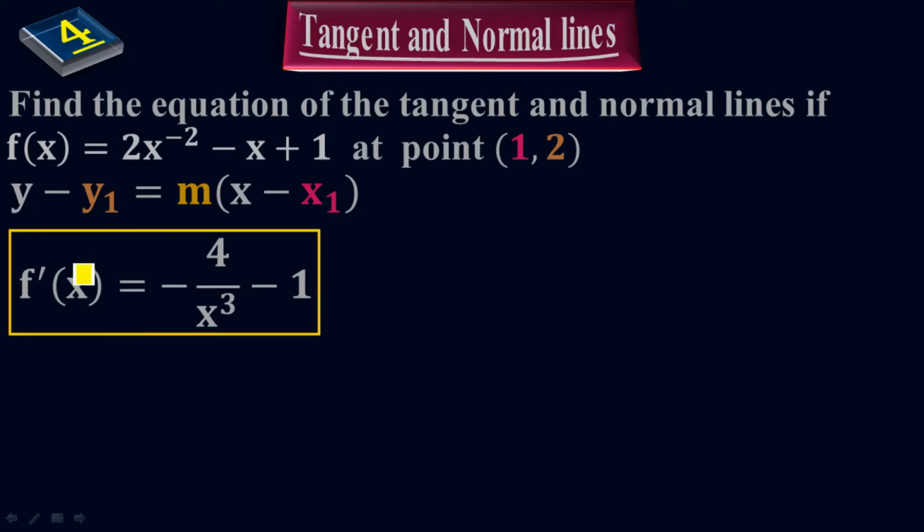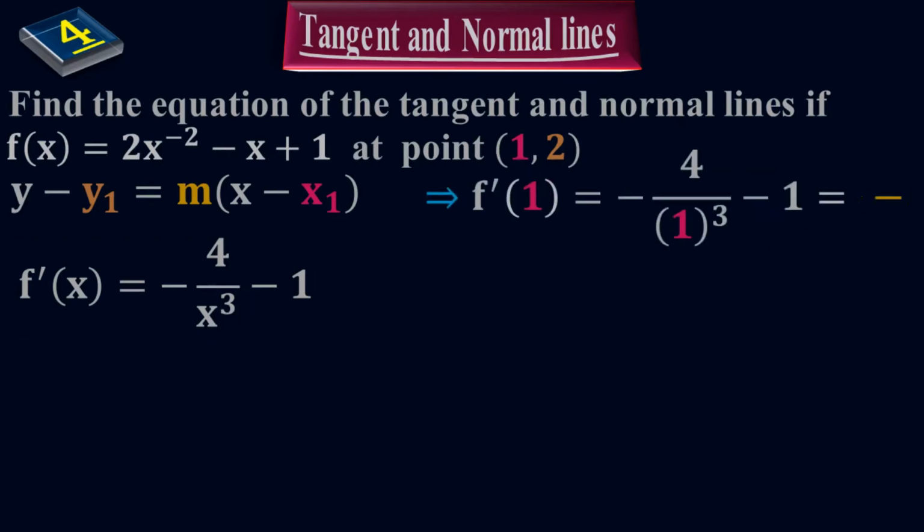Since we got the derivative of f of x, now I'm going to plug in the value of x. So the value of x is here, which is 1, because two values have been given, x sub 1 and y sub 1. Plug in the value of x here, which is my x sub 1 actually. It equals negative 4 over 1 cubed minus 1, which equals negative 5. This negative 5 is the slope of the tangent line, remember, not the slope of the normal line. It is the slope of the tangent line.